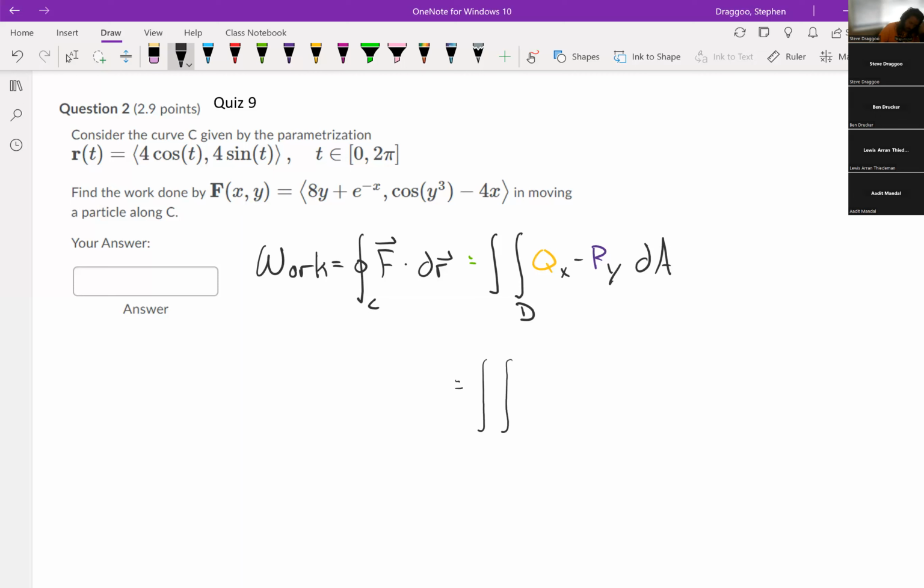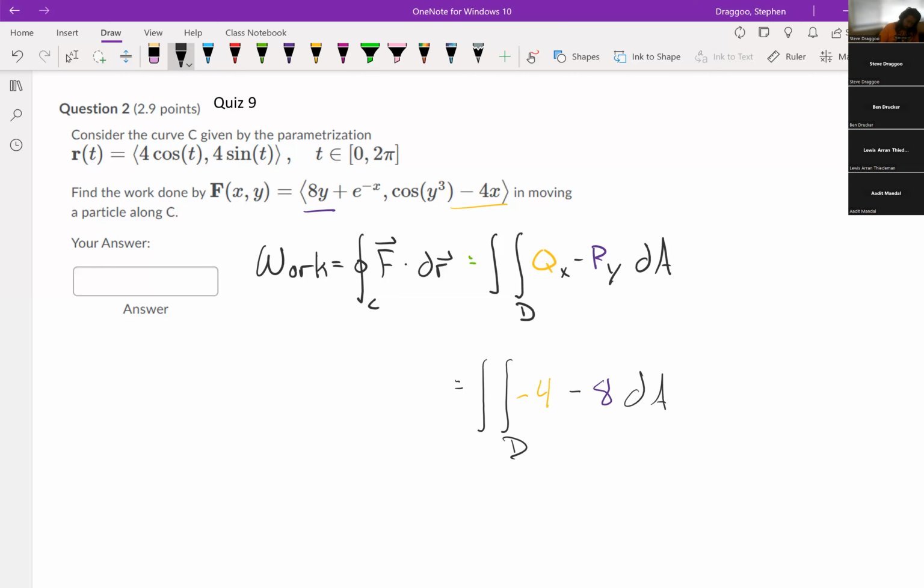So I'm going to switch this over to the double integral of q dx, which is just going to be -4, minus p dy. Well, that's just going to be 8 dA over my region D. That double integral looks way nicer than whatever I was going to get if I parameterize and do some awful stuff on the left side.